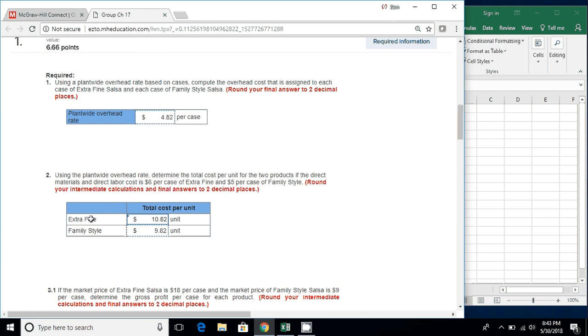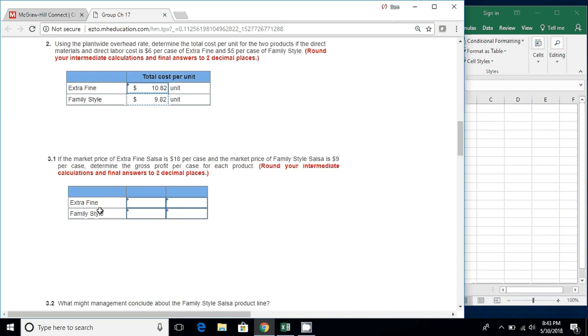So $10.82 a unit for extra fine and $9.82 a unit for family style. So now what we're trying to figure out is, are we going to make a profit or a loss if it costs these amounts and we sell them for a certain amount? So it's saying if extra fine salsa, that's the one that cost us $10.82, sells for $18 per case, and the market price of family style salsa is $9 per case, determine the gross profit per case for each.